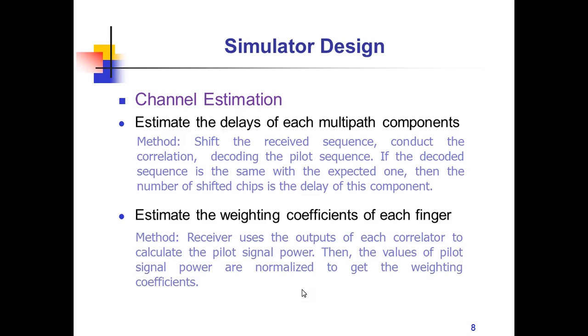After deciding the delays, we can estimate the weighting coefficients. The receiver uses the output of each correlator in each finger to calculate the pilot signal power. Then the values of the pilot signal power are normalized to get the weighting coefficients for each branch. The normalization formula is presented in the report.